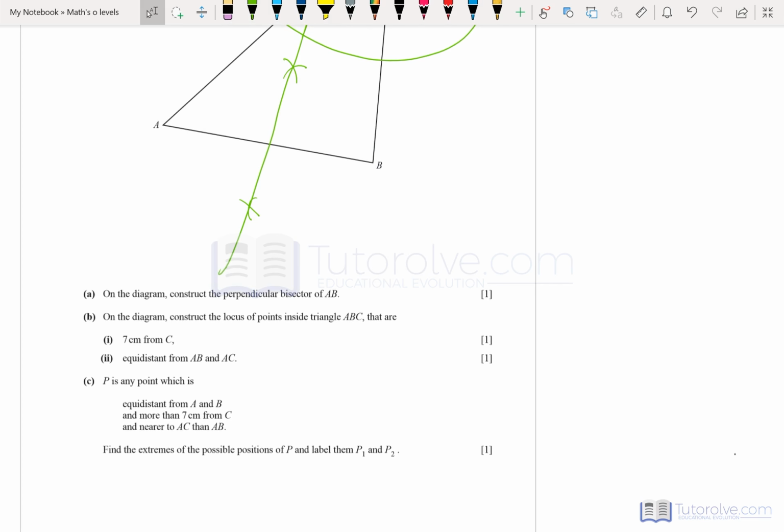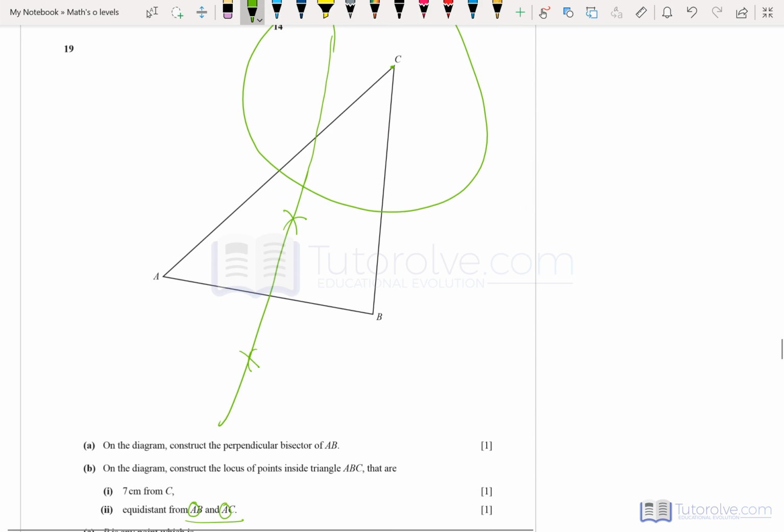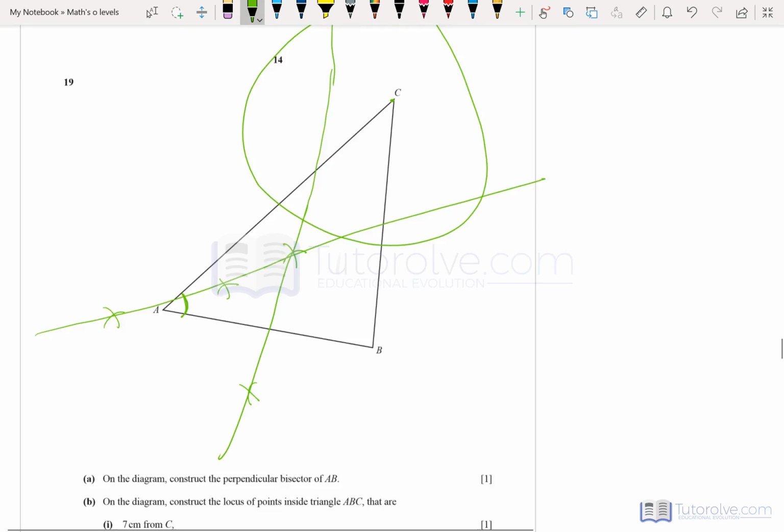Now we have to find points equidistant from AB and AC, which means we need to find the angle bisector of angle A, because A is common to AB and AC. Just as you found the perpendicular bisector, this time you need to find the angle bisector, which is going to be someplace like this.